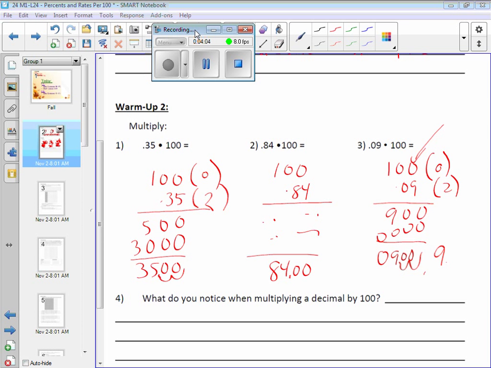So, if I have 0.84 times 100, all I got to do is move the decimal once, twice, and the answer becomes 84. Ready? Once, twice. Answer is 9. Once, twice, 35. You ready? What about this? 0.77 times 100 using the shortcut.